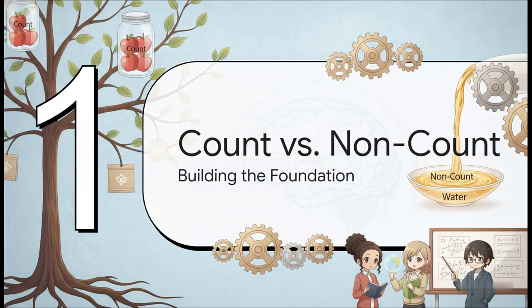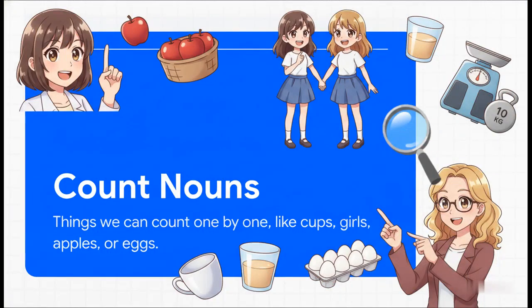Section 1. Count versus non-count nouns. Building the foundation. Honestly, grasping this first foundational step is absolutely crucial because it makes the rest of the explainer make perfect sense. First up, count nouns. Just like the name implies, these are things we can physically count, one by one. You can literally put a number right in front of them. Things like a cup, 2 girls, 3 apples, 4 eggs, 10 kilos.